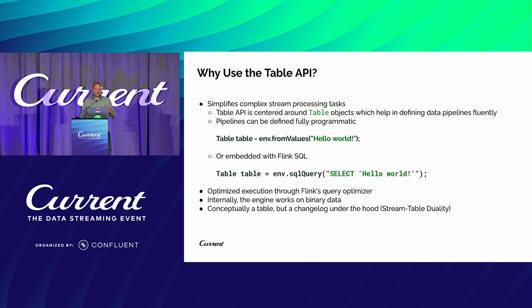Internally, the Flink Table API engine works on binary data, and it executes your stream processing application as efficiently as possible. So there are no state serializers of your own, and there is no chaining of operators or anything like that, compared to the DataStream API. Conceptually, we have the idea of a table in the Table API, but under the hood, it's very much a changelog processor.